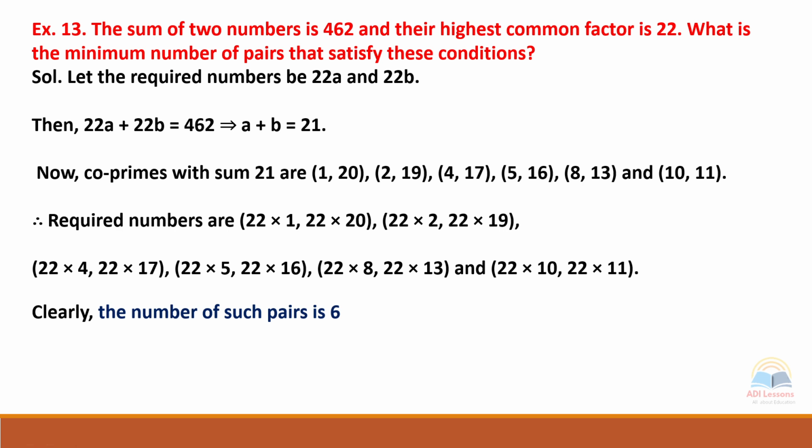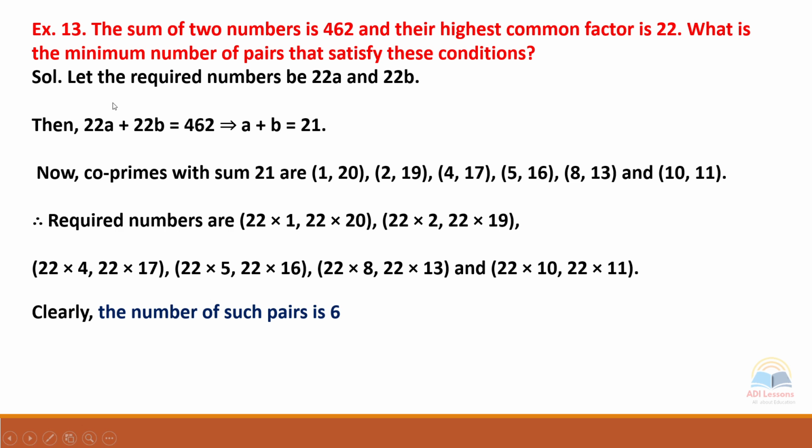సో 22 కామన్ తీసినట్లయితే a plus b is equal to 462. 22 into a plus b equal to 462. Then a plus b is equal to 462 by 22. That equal to 21. A plus b value 21 వచ్చింది.